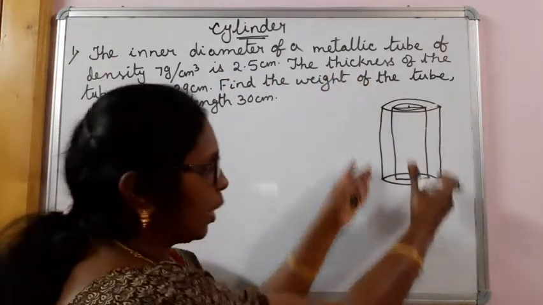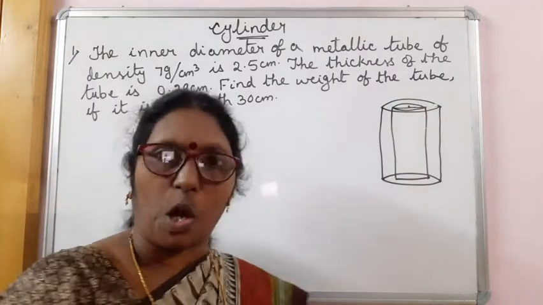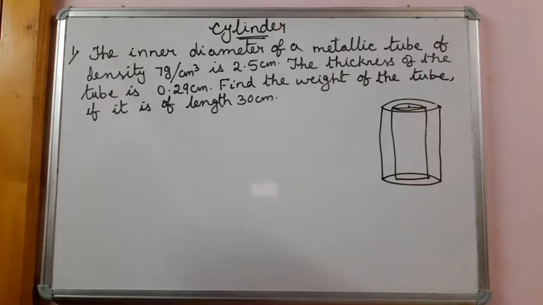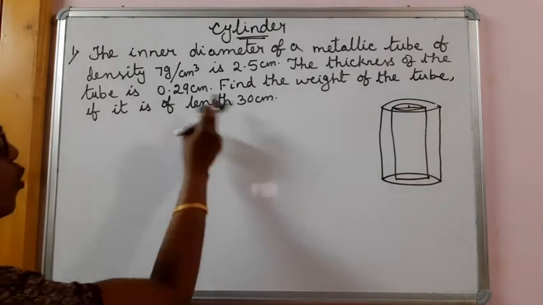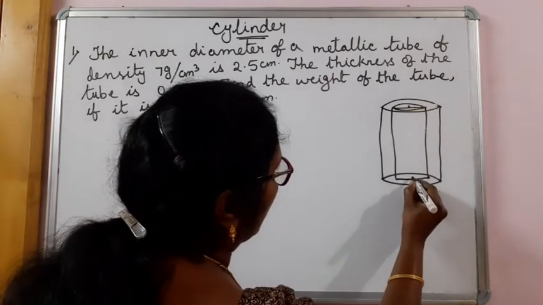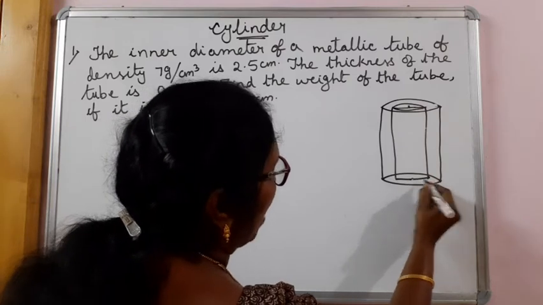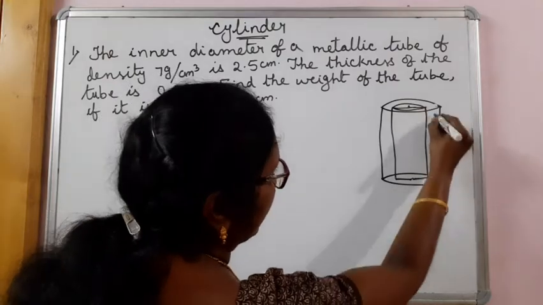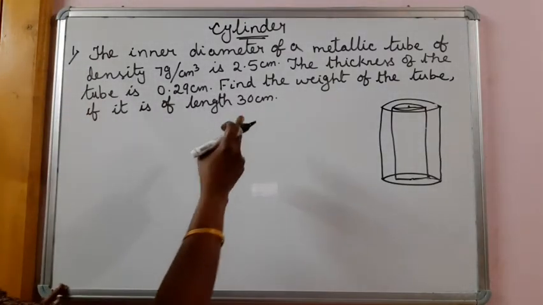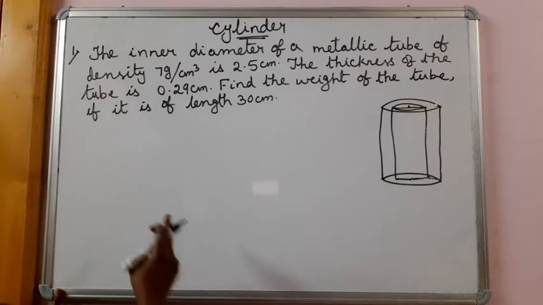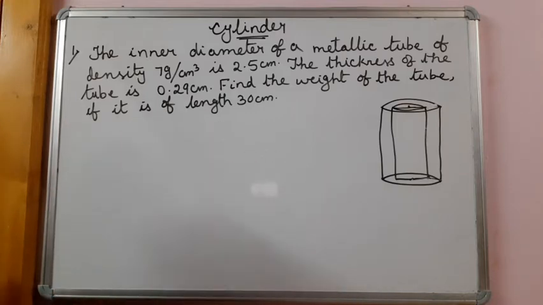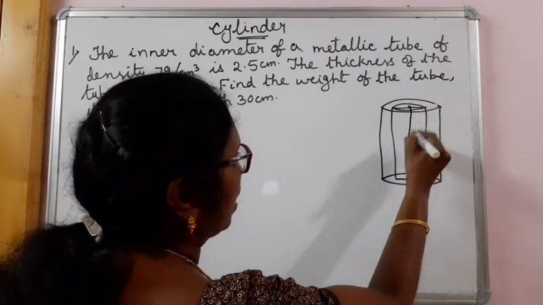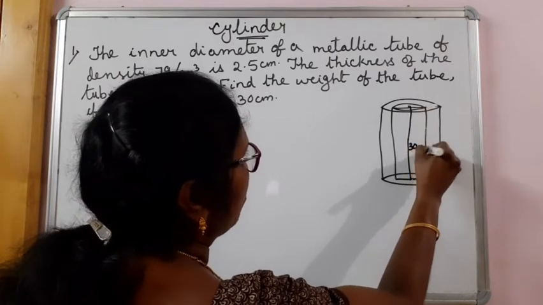This is a tube, which is in the shape of a hollow cylinder. Density of this metallic tube is given to us. Thickness of the tube is 0.29 cm. We know that thickness means outer radius minus inner radius gives you the thickness. Find the weight of the tube if it is of length 30 cm. If the length of the hollow cylinder is 30 cm.